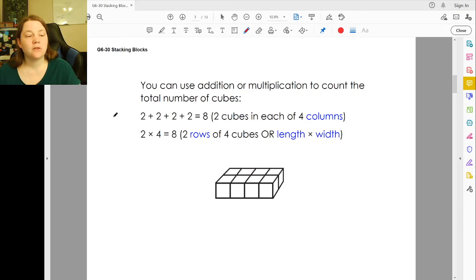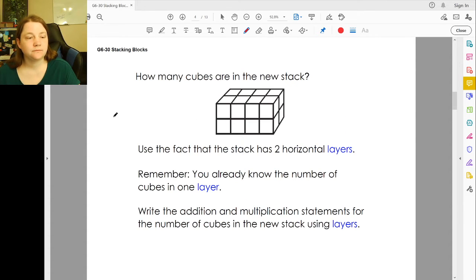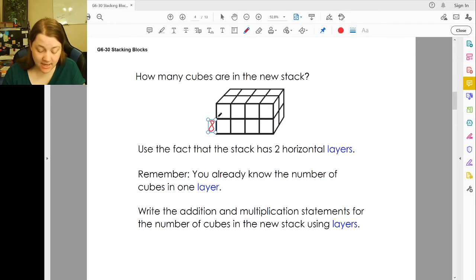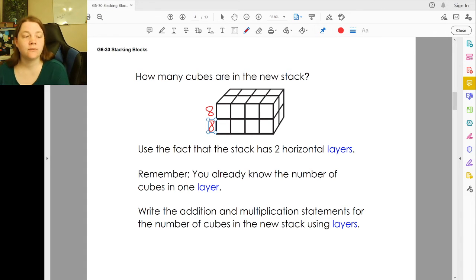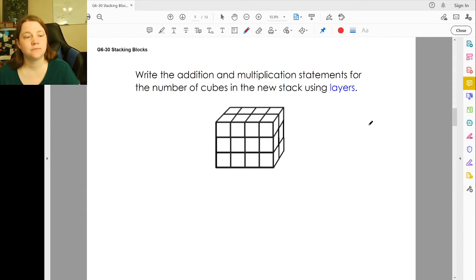Here's other ways that we could look at it. Now, we knew that there were 8 in that 1 layer. What if we add another stack on top of that? It's the same thing. We know that there were 8 in that bottom layer, but now we're going to add another layer onto there. So, how many would that be? Well, we could add 8 plus 8, or we could say there are 2 groups of 8. 2 times 8 for 2 layers of 8 cubes.